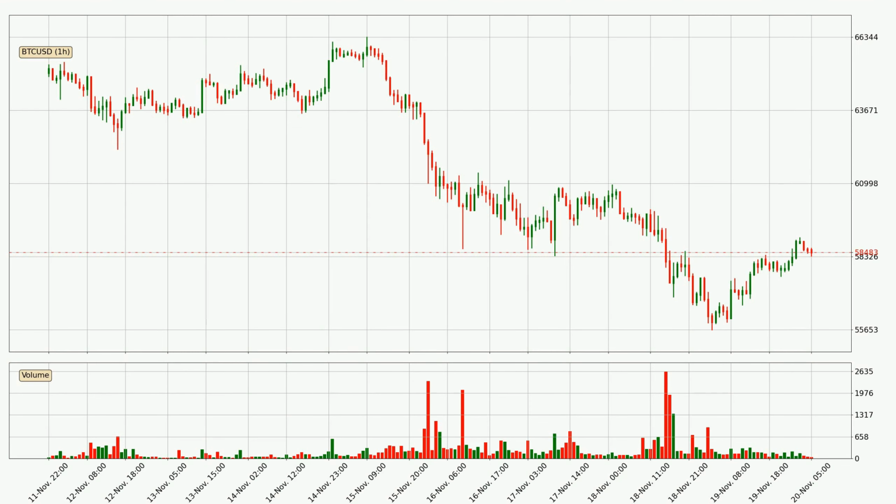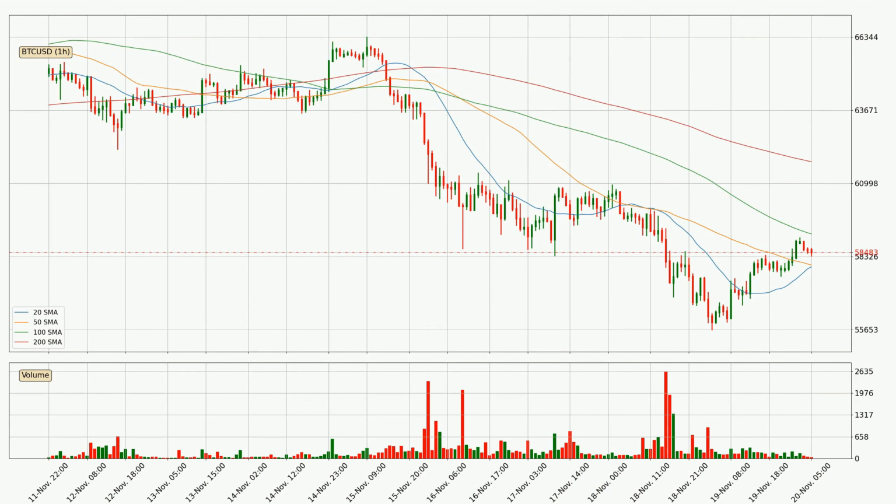Looking at the Bitcoin hourly time frame, the price went up by around 3.8% in the last 24 hours, with a current price of 58,483. But the volume wasn't very high, so the move wasn't very strong.